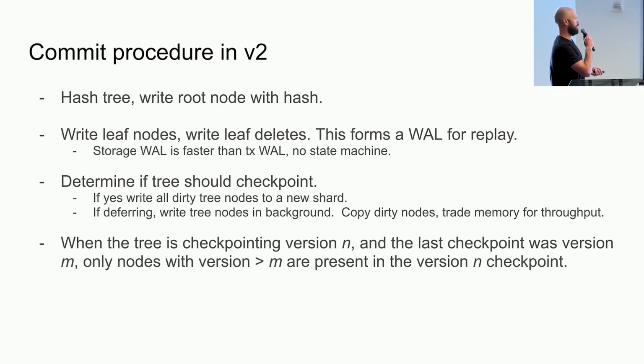And when the tree is checkpointing version N and the last checkpoint was version M, only nodes with version greater than M are present in the checkpoint. So essentially what you're writing to disk is a diff. It's a diff of all the work that's happened since the last time you checkpointed. So all those other intermediate nodes and all the intermediate versions just don't make it to disk. So we're not doing as much I/O and things are faster. That shouldn't be surprising. It wasn't to me, but I'm still delighted by the results.